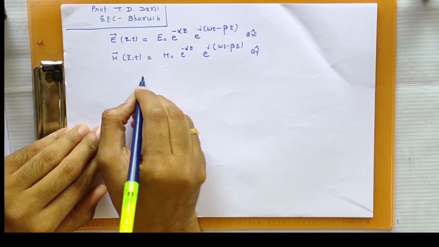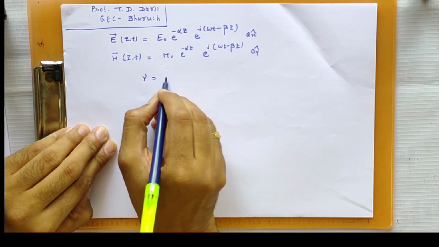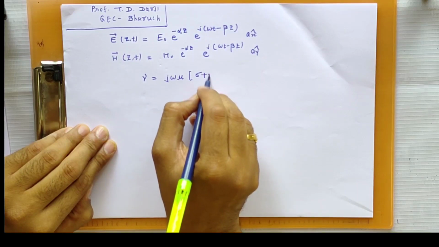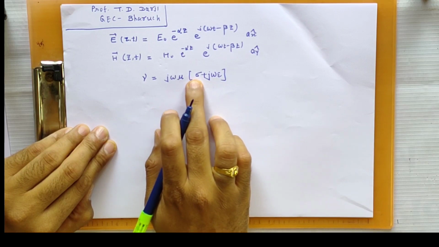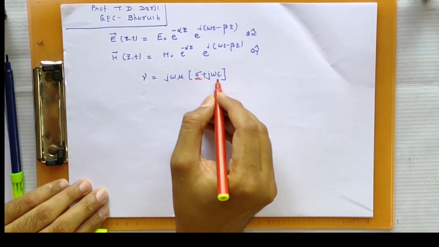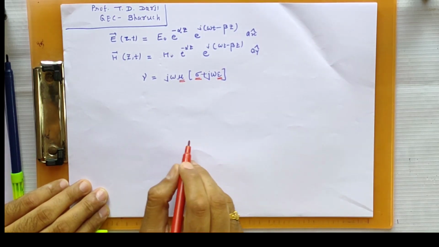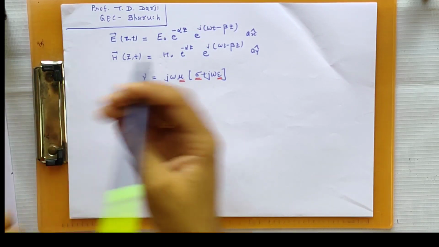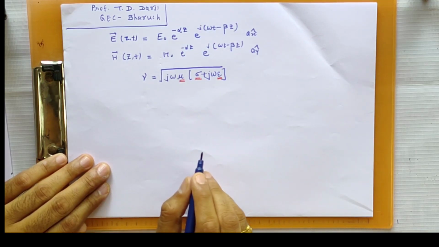which is known as gamma, the propagation constant, and gamma is nothing but the square root of j omega mu (sigma plus j omega epsilon). Okay, where sigma is conductivity, epsilon is permittivity, and mu is permeability. It is under the root: under root of j omega mu sigma plus j omega epsilon.